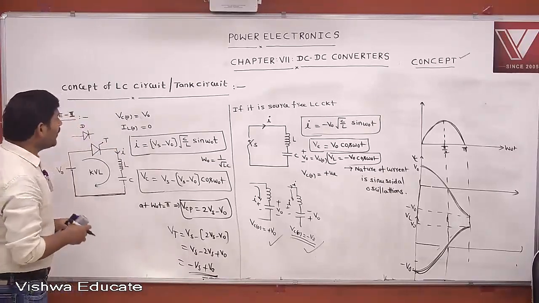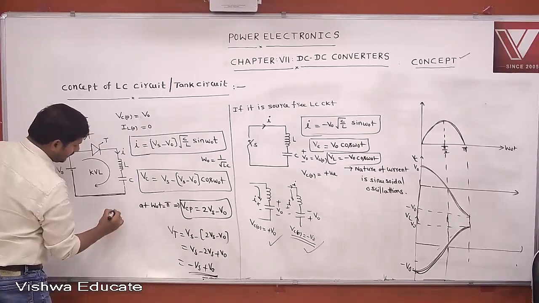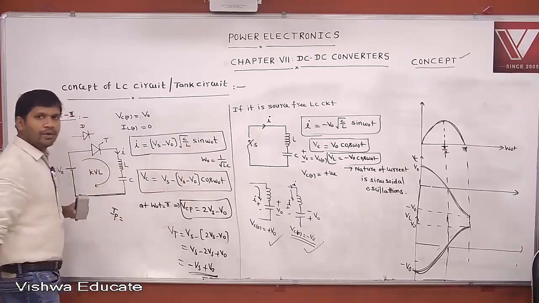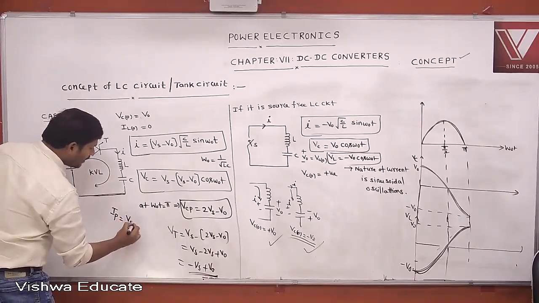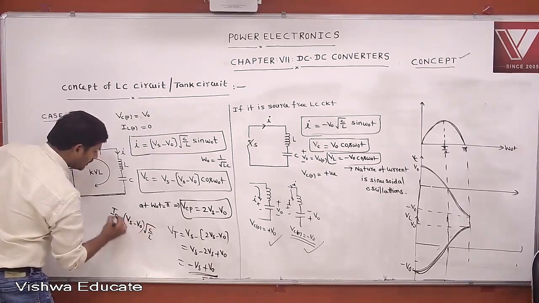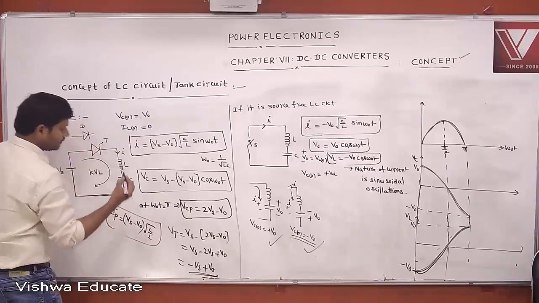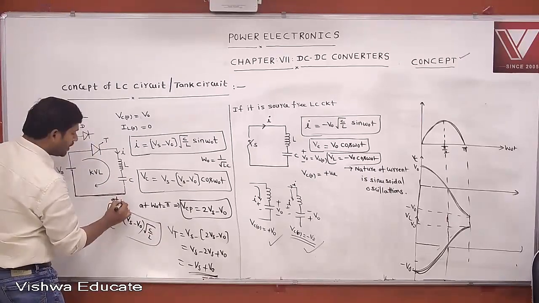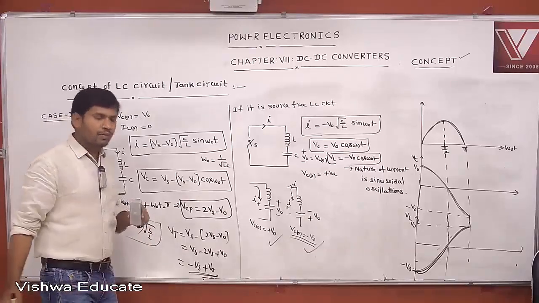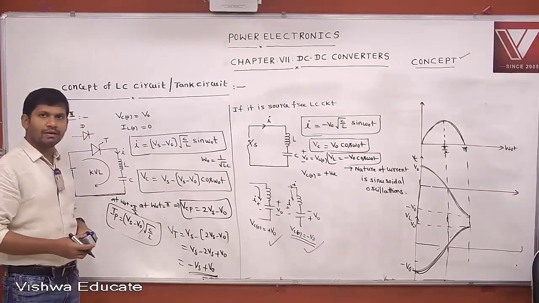Okay. Can you find what is the peak current in this circuit? The peak current in the circuit is at omega naught t equal to pi by 2. Then Ip equal to Vs minus V0 into square root of C by L. This is the peak current. At omega naught t equal to pi by 2, current is maximum. That's why this is the peak current.